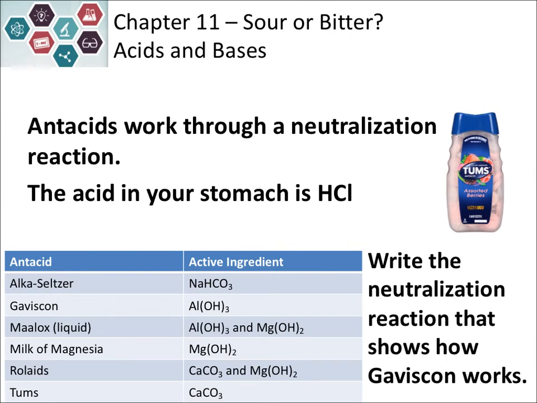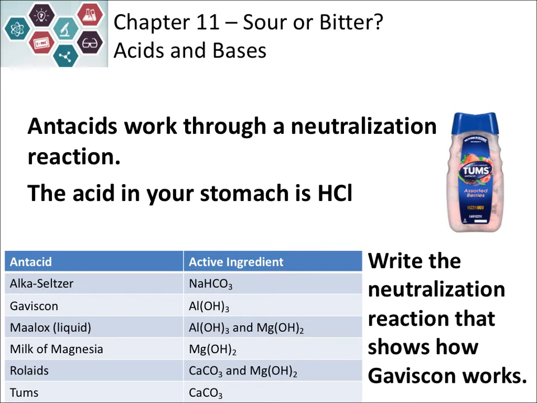One example of a neutralization reaction that you might encounter is taking antacids. So the acid in your stomach is hydrochloric acid, HCl. And if you have heartburn or an upset stomach, a lot of times that is due to having too much acid present. So to help get rid of that extra acid, you take antacids, which are bases. So you're doing a neutralization reaction between the HCl in your stomach and whatever antacid that you are taking.